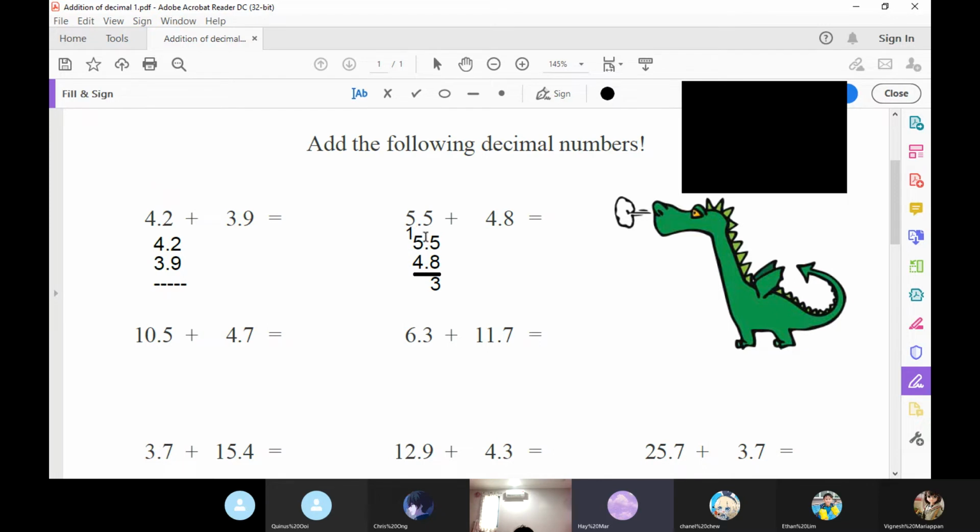5 plus 1 is 6. Okay, I misheard, the 5 is the plus. Then 6 plus 4 is 10. So the answer is 10.3. Where is the decimal? Leave a space there. Very good. So where is your addition sign?